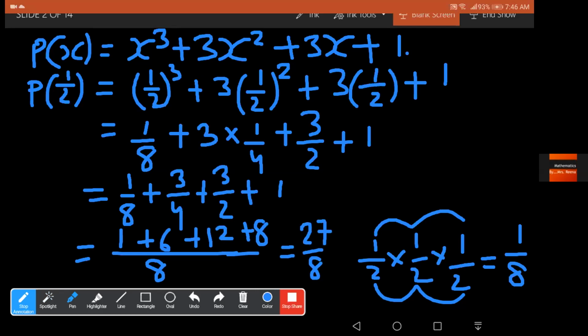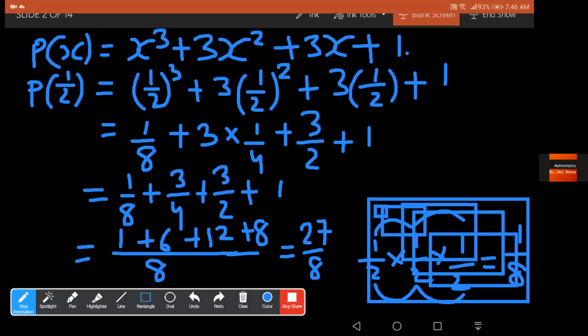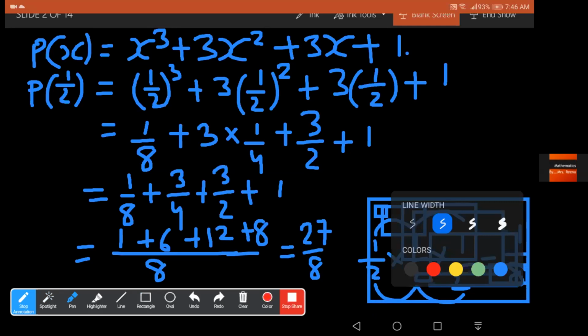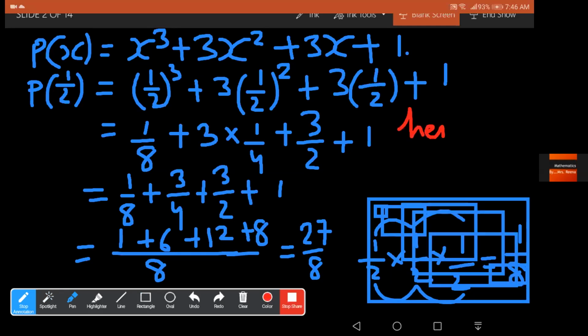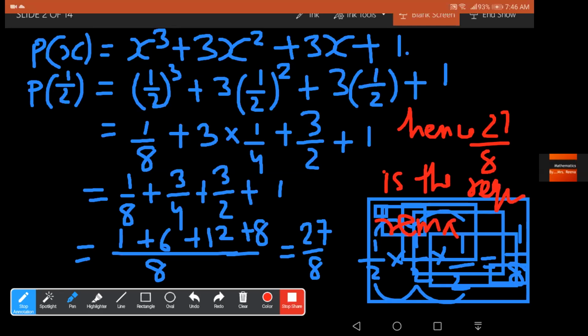So yes, we can say that 27/8 is the required remainder. Hence we will write 27/8 is the required remainder. Okay. So pause the video and note it down and let us do the next part now.